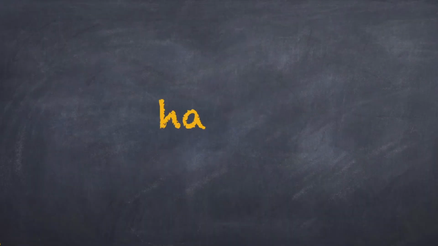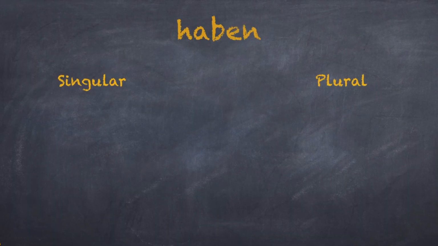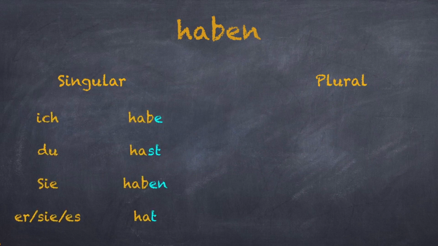Now let's conjugate the verb haben. Remember the pronouns we did in the previous lesson? We will be listing all these pronouns and conjugate the verb haben with each one of them. Do repeat after me. Here are the pronouns in singular. Ich habe, du hast, Sie haben, er, sie, es hat.